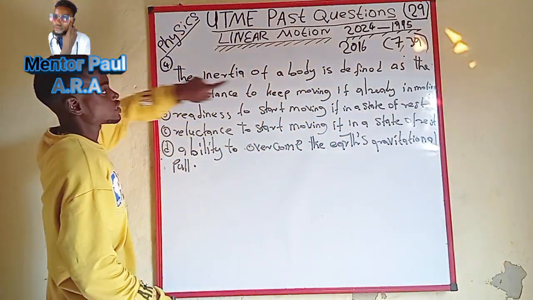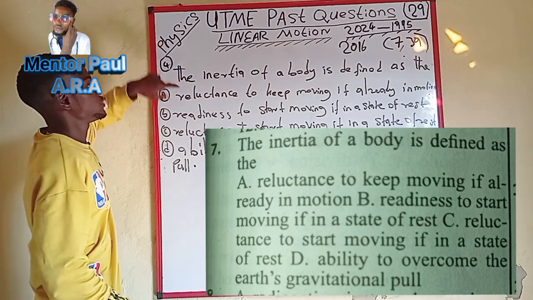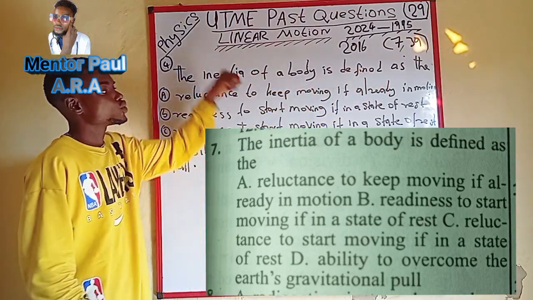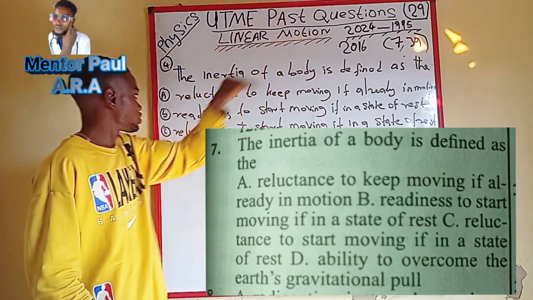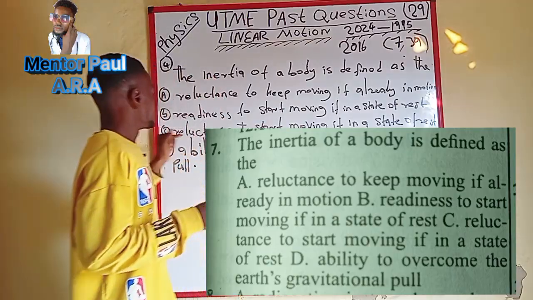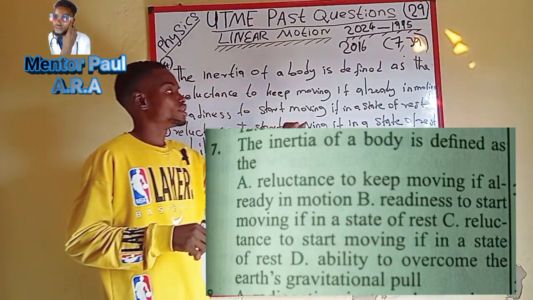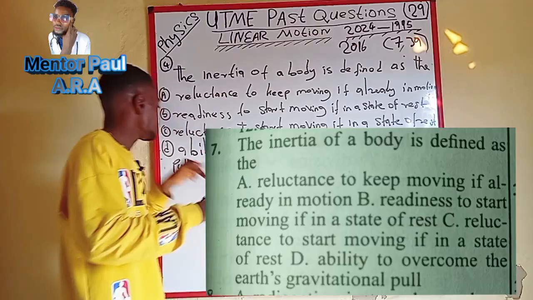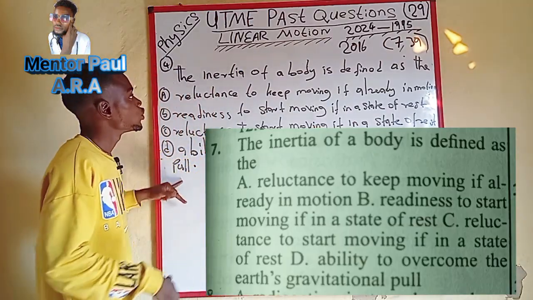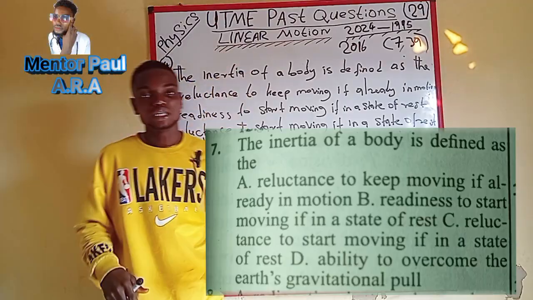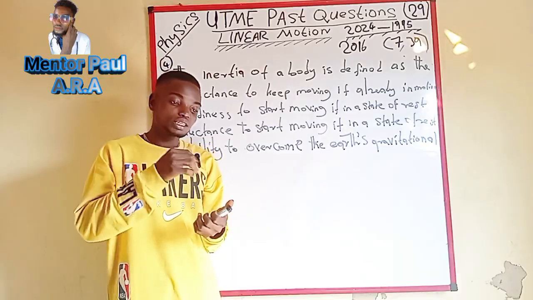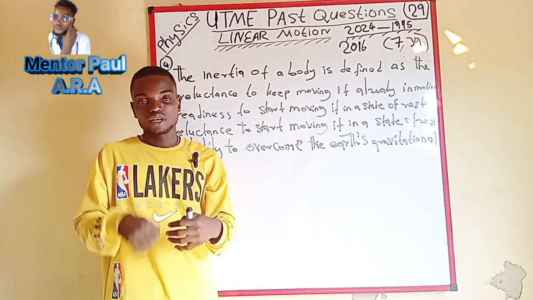Next question is on 2016, and there are two types of questions asked. The first one, which is the seventh one and our fourth question in this video, says the inertia of a body is defined as: A, reluctant to keep moving if already in motion; B, readiness to start moving if in the state of rest; C, reluctant to start moving if in a state of rest; D, ability to overcome the Earth's gravitational pull. Now, the inertia of a body is trying to tell us the reluctance of a body to start moving when it is in the state of rest.